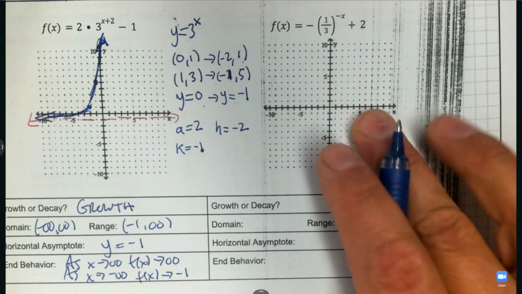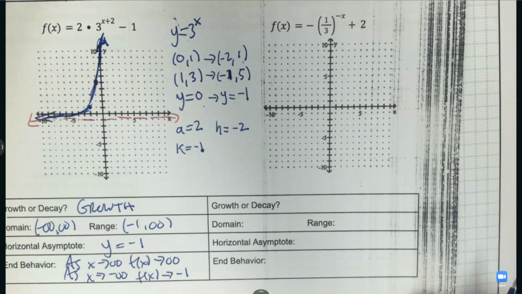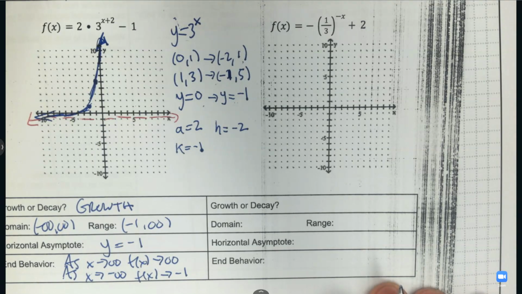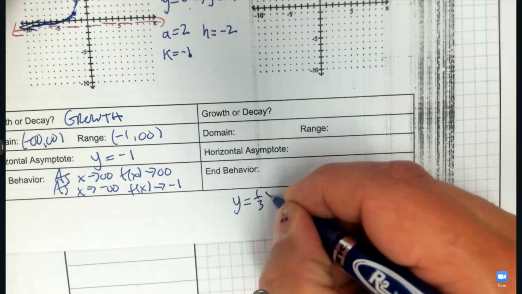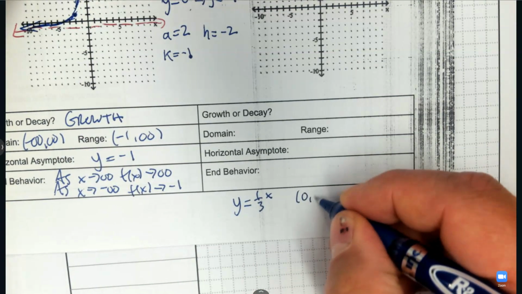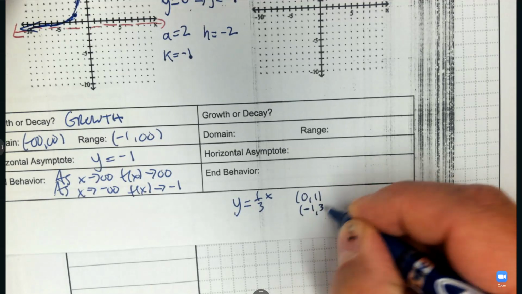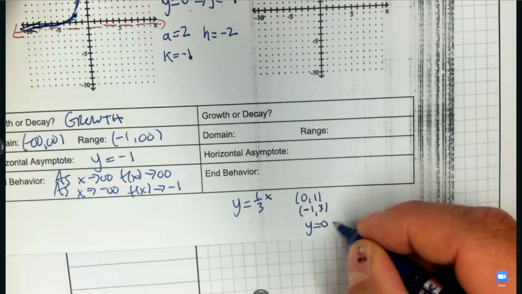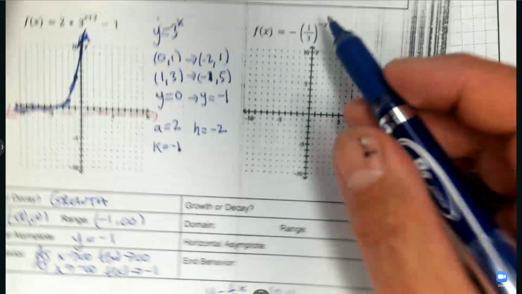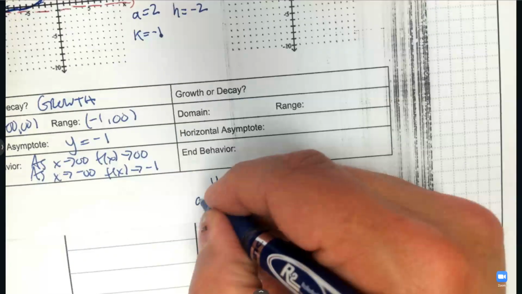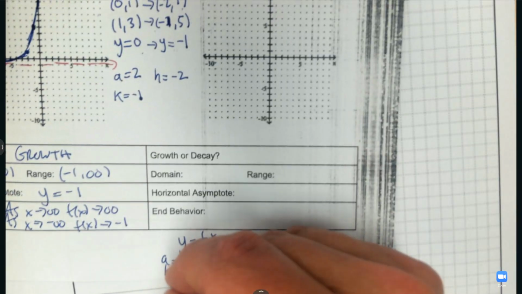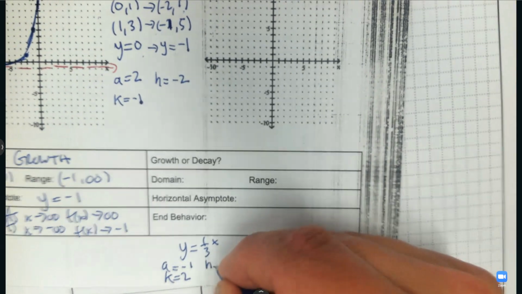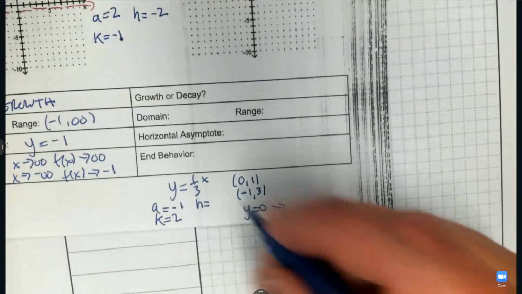All right, last one. I'm going to graph it right on it, and I'll do the points underneath where it's a little clearer. So the base is 1/3. So I'm going to write y equals 1/3 to the x. So the 2 points are (0, 1) and (-1, 3), and y equals 0. We know that's just what the k value is. All right, so then look and go, okay, a is -1. I'll write that down. K is adding 2. There's my asymptote. And then h, we're going to divide by -1.